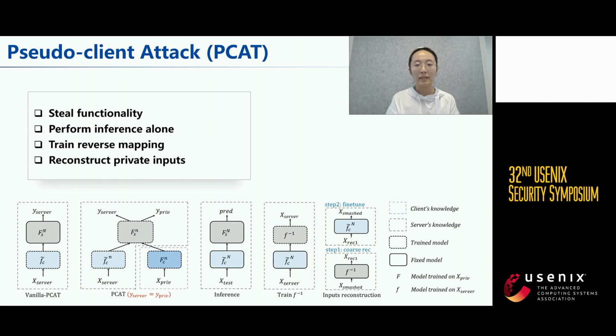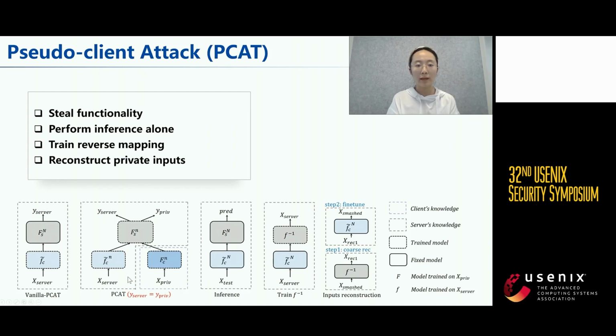In this attack, the server initializes a pseudo-client model with any structure before split learning begins. Similar to stealing a client model while training, the server trains the pseudo-client to map inputs to the feature space of the victim client's output.